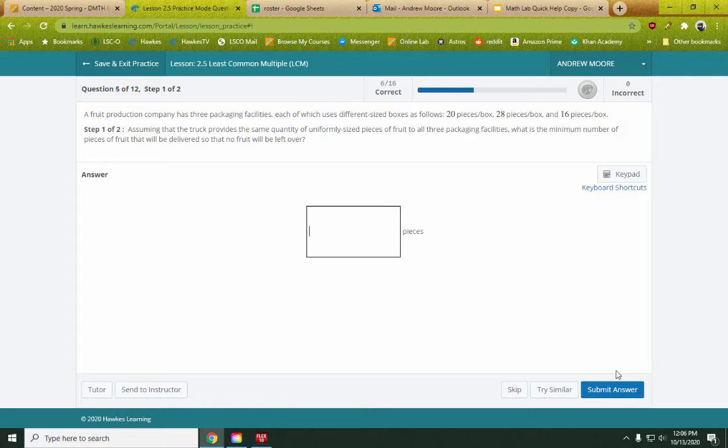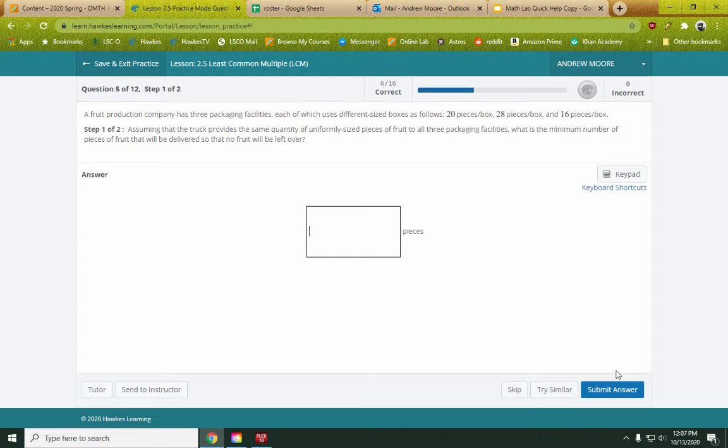A fruit production company has 3 packaging facilities, each of which uses different size boxes as follows: 20-piece boxes, 28-piece boxes, and 16-piece boxes. Assuming that the truck provides the same quantity of uniformly sized pieces of fruit into all 3 packaging facilities, what is the minimum number of pieces of fruit that will be delivered so that no fruit will be left over? Okay, so basically they're putting the same number of fruit in each one.